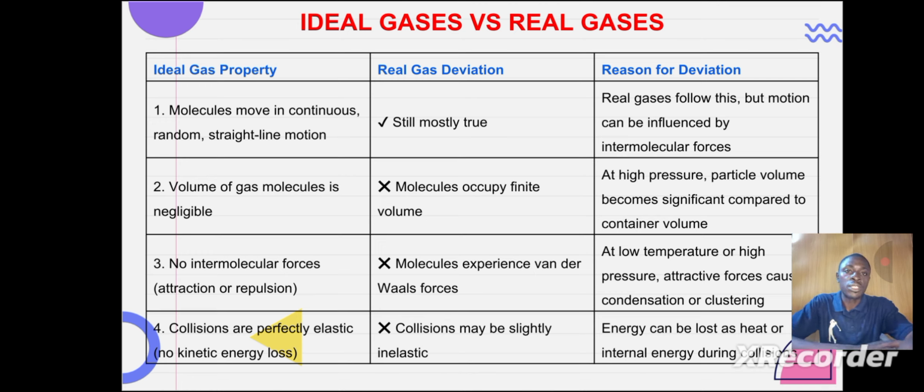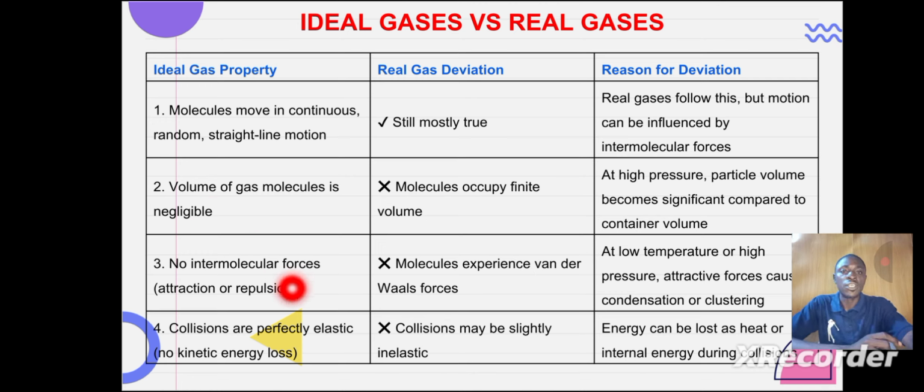Another, number two, says the volume of gas molecules is negligible. That's the assumption for an ideal gas. For real gases, we say that molecules of gas actually occupy a volume. It might be small compared to the volume of the container, but it does exist nonetheless. It is negligible when the pressure is low. That means at high pressure, the volume of the gas molecules becomes significant compared to the container. But at low pressure, it is largely true. So this property is true at low pressure, but it becomes untrue at very high pressure.